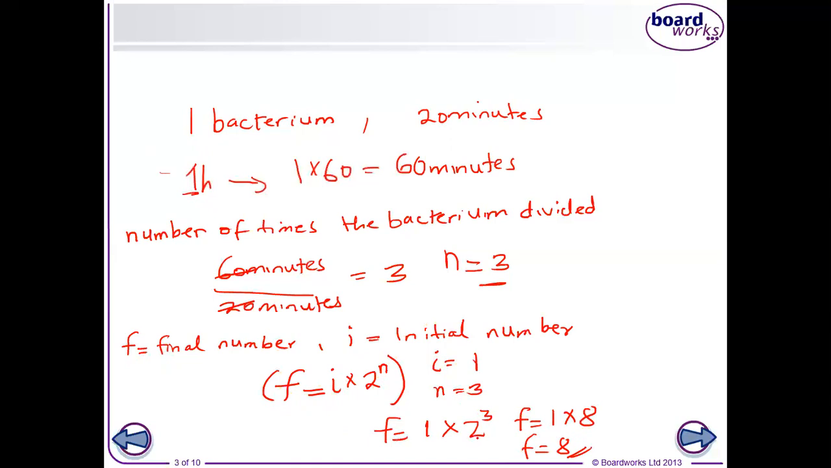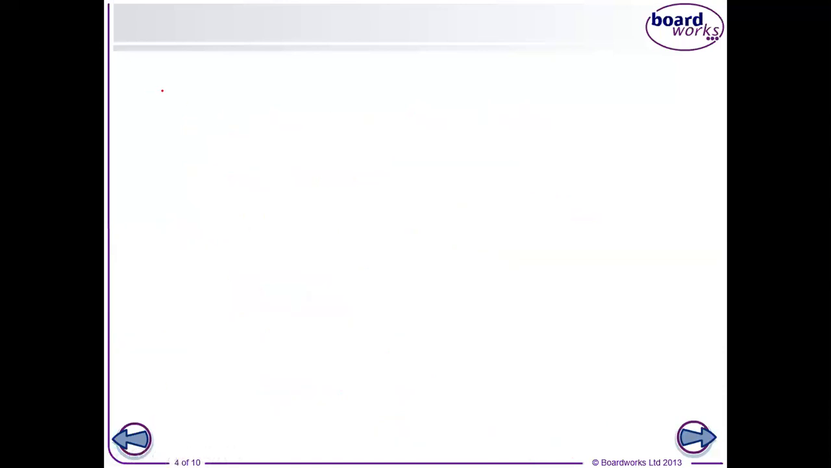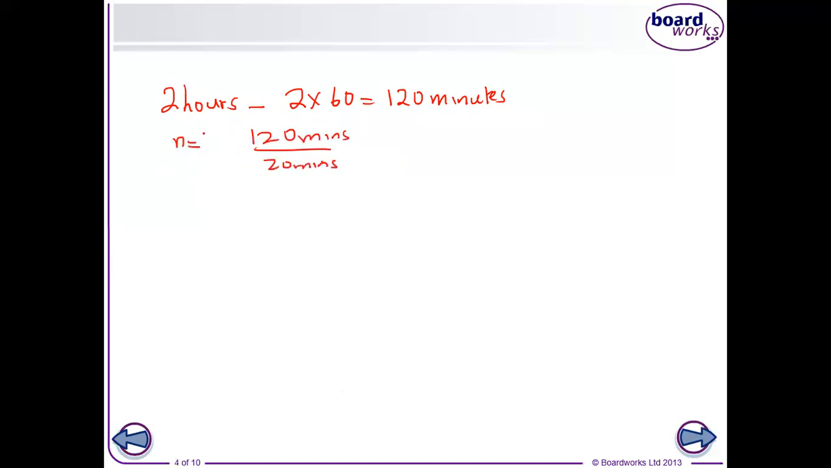The meaning is the bacterium doubles after every 20 minutes to become 8 bacteria after 1 hour. The same thing is applicable if it's 2 hours. If it's 2 hours, we convert the 2 hours to minutes. It's going to give you 2 times 60, which is 120 minutes. So now we want to know the number of times the division took place. That's going to be 120 minutes divided by 20 minutes because we said it divides after every 20 minutes.